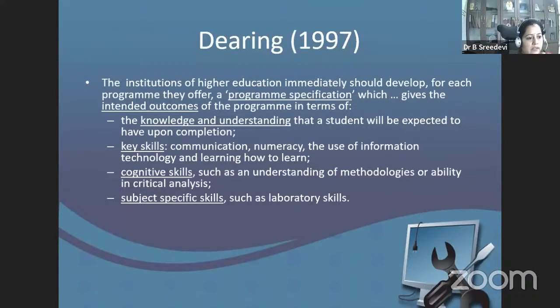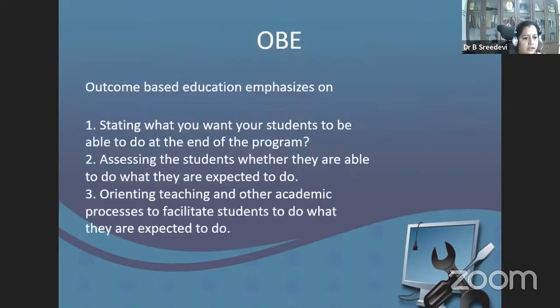So all these matters with cognitive skills, and the subject specific skills. If it is a lab oriented subject, I can very well give it in the form of exercises which the students can learn in the laboratory. So this is what we express with respect to theory. Then this is outcome based education.